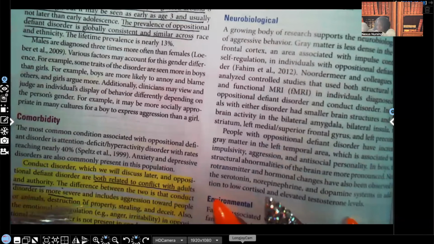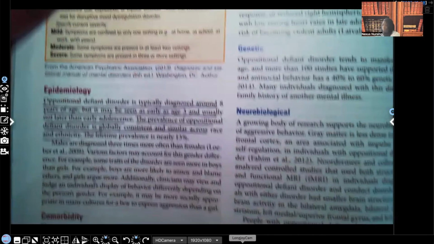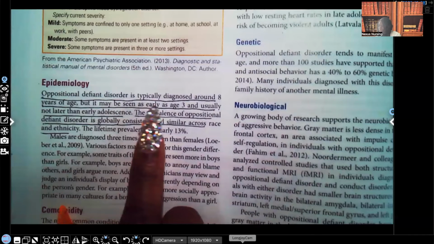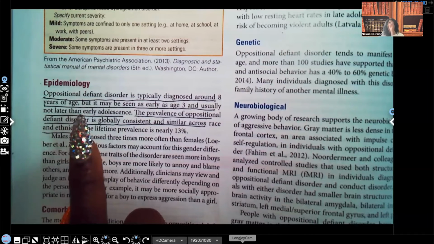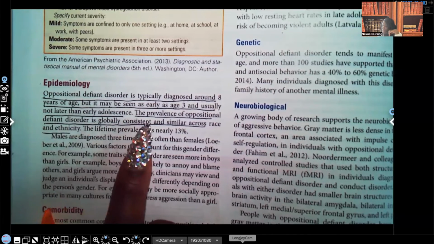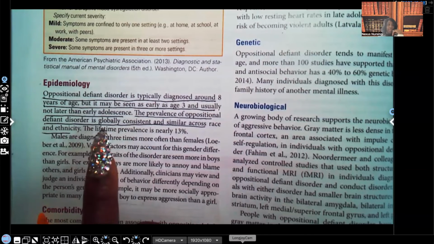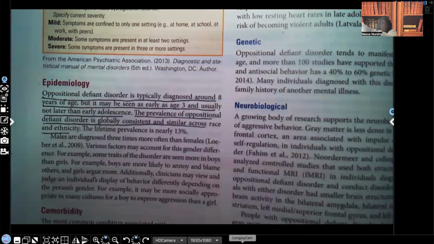Let's look at the epidemiology. Oppositional defiant disorder is typically diagnosed around 8 years of age, but it can be seen as early as 3 and usually not later than early adolescence. By the time they're in early adolescence, we've seen a pattern of this type of behavior if they've got it, right? The prevalence of oppositional defiant disorder is globally consistent and similar across race and ethnicity. Comorbidity.